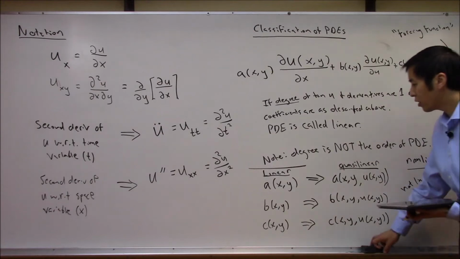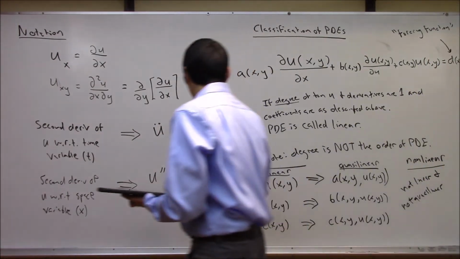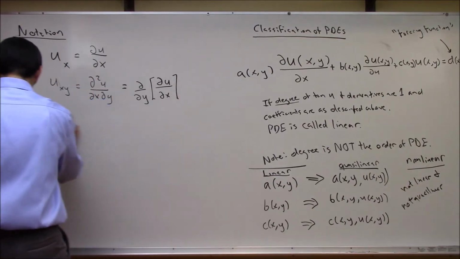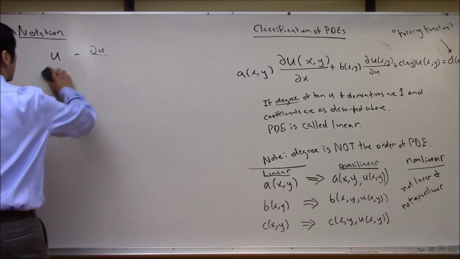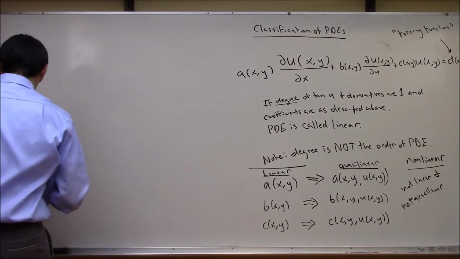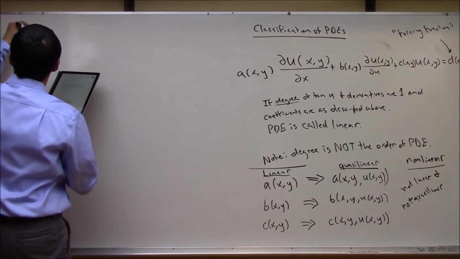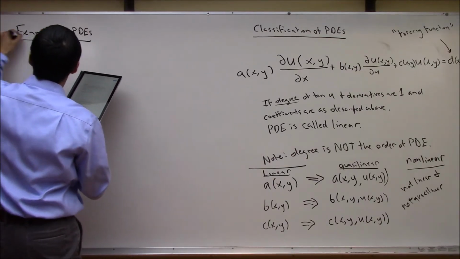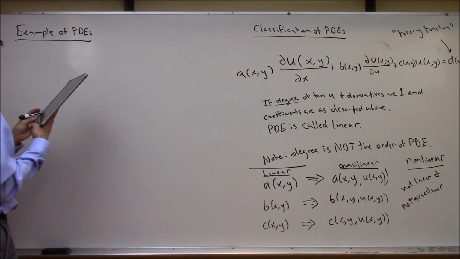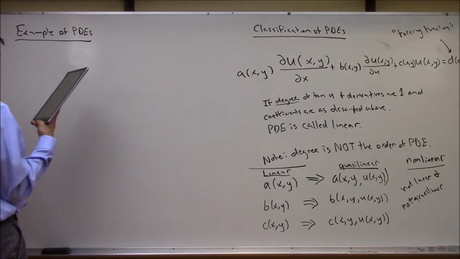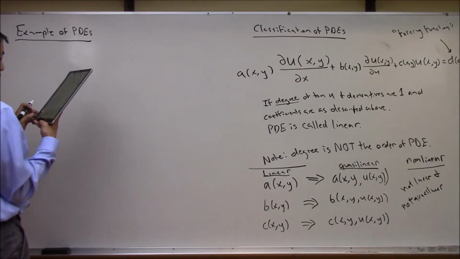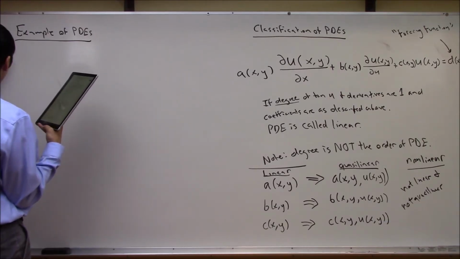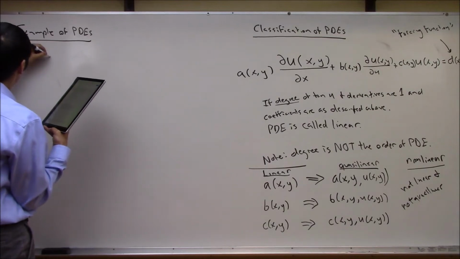So, tell you what, I think we have enough of this notation and classification down. Let's look at a couple of examples. Let's look at some famous or popular examples of PDEs. Actually, I should make a note here that all of these examples are linear PDEs.